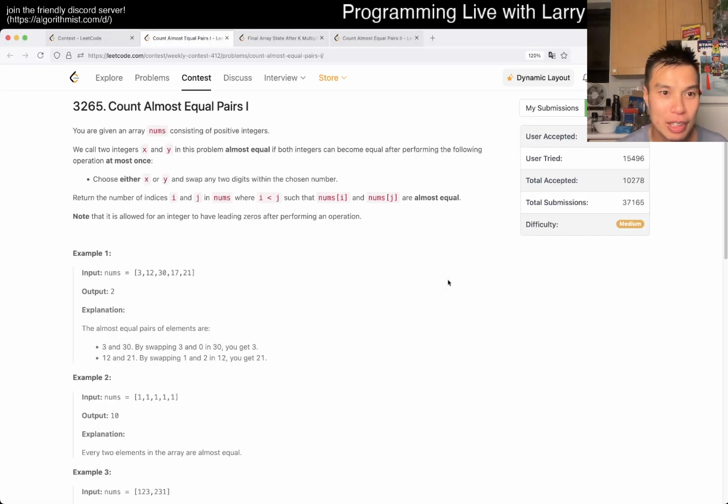Okay, Q2. Count almost equal pairs 1. And there's more stuff. I like that there's an attention part though. I'm talking too much. Okay, let's take a look. X and Y are almost equal if at most once I choose either X or Y and swap any 2 digits within the chosen number. So that's a little bit awkward, but okay. Oh, okay, that's less awkward, I suppose.